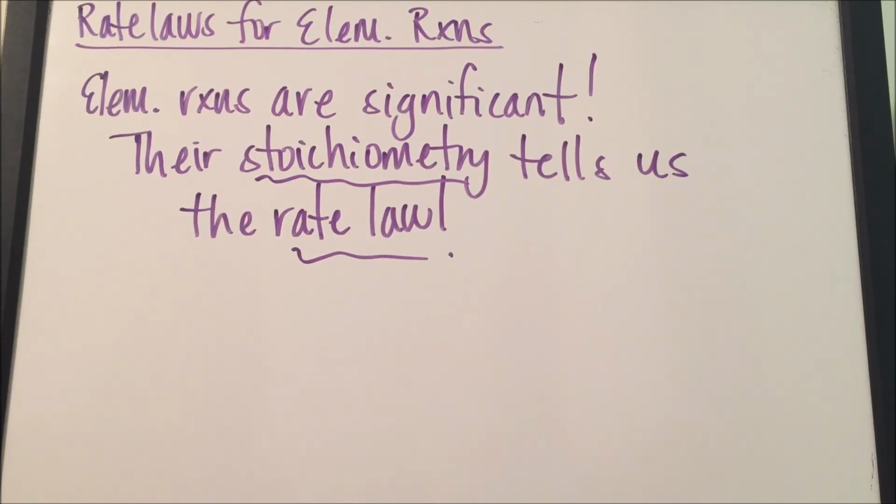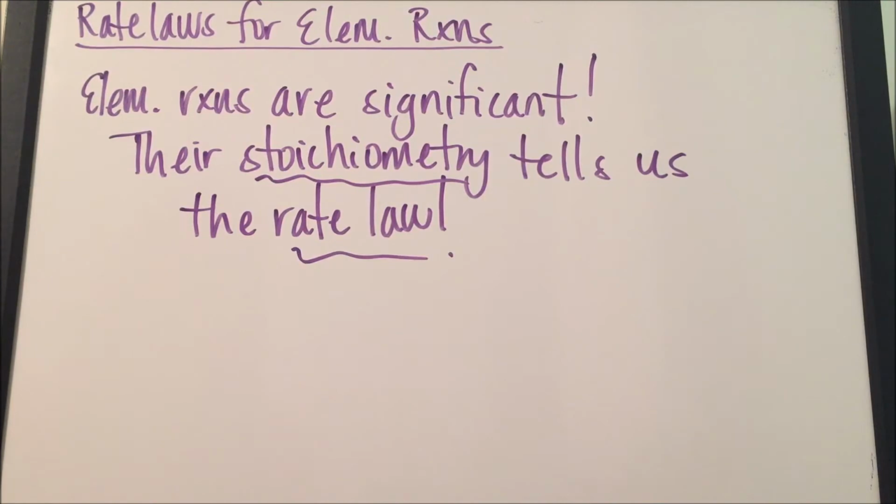So see, I've been kind of lying to you a little bit in that I've said before that you can't use stoichiometry to predict rate law, and that's true for the most part. However, that's untrue in this case. If you know a reaction is elementary, then you can use its stoichiometry to write the rate law, and it works like this.